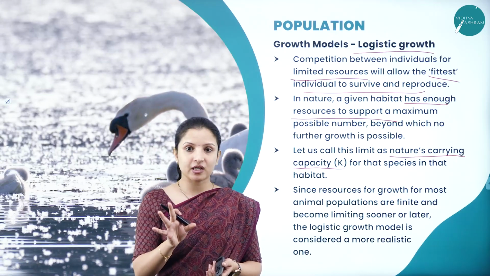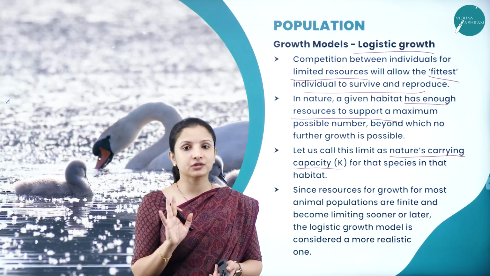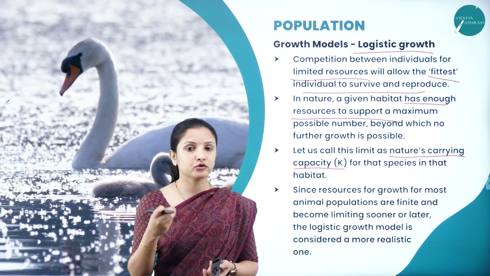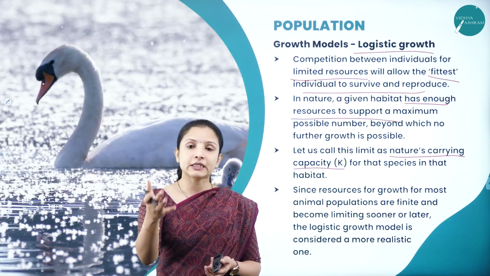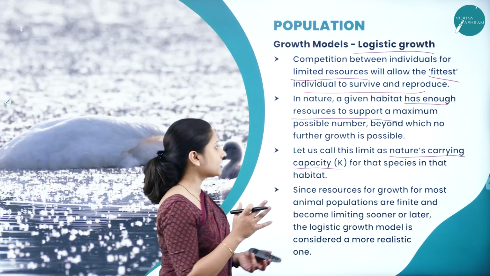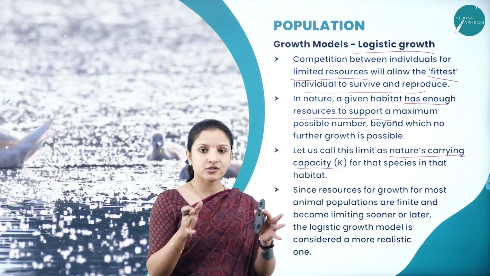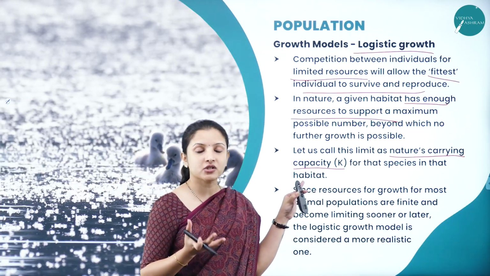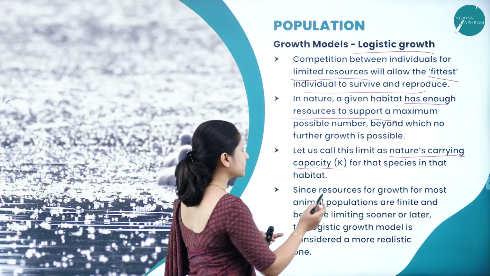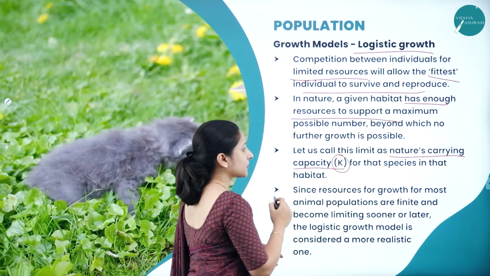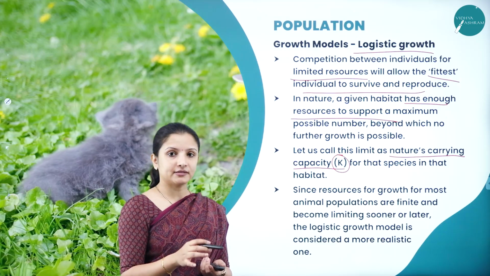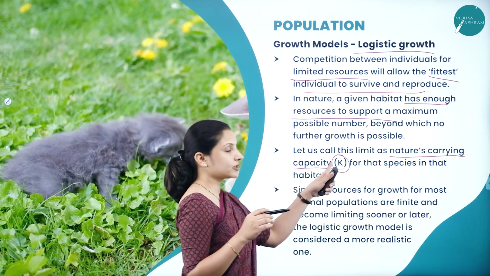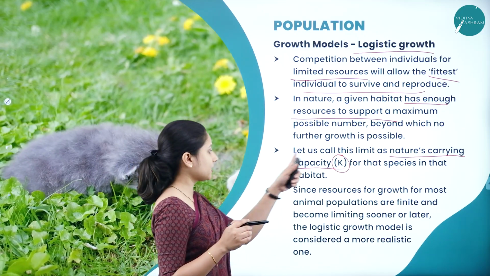Up to a limited population, nature can provide resources to that particular population. But beyond that, nature will not be able to provide resources, leading to a decline in the population. So that particular limit is called nature's carrying capacity. How much nature can hold, how much it can tolerate. So that is K. The carrying capacity of the species in that particular habitat is represented by K.